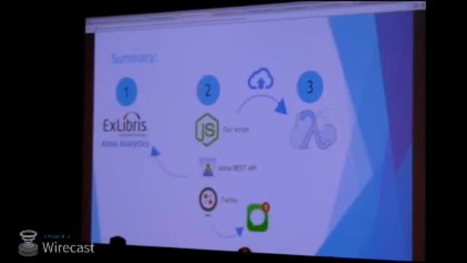So to summarize, we started with the data source. Then we wrote our script, which retrieves the data using the Alma REST API and sends the SMSs with Twilio. Then we zipped it up, uploaded it to Lambda, and scheduled it to run every day. Did I forget anything? Oh, yeah, that's us.